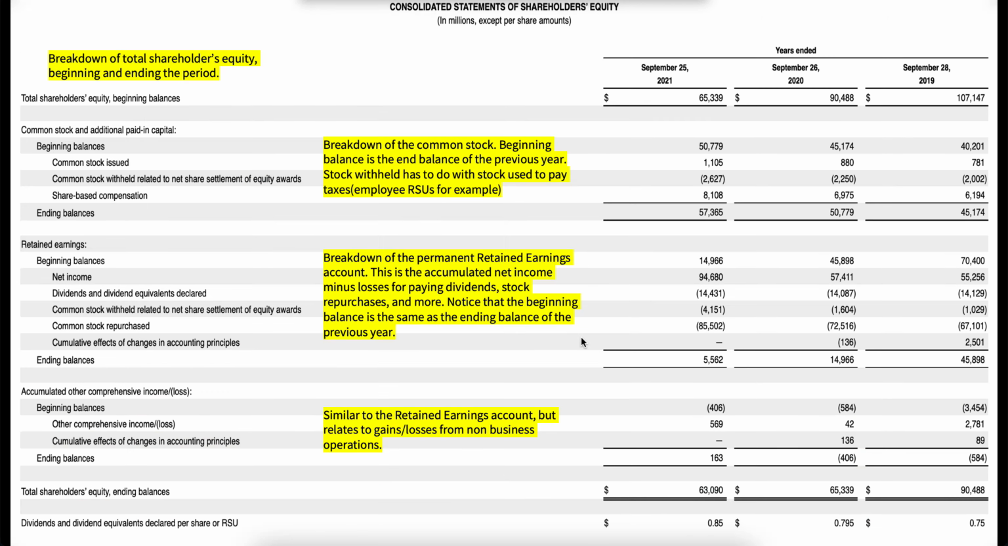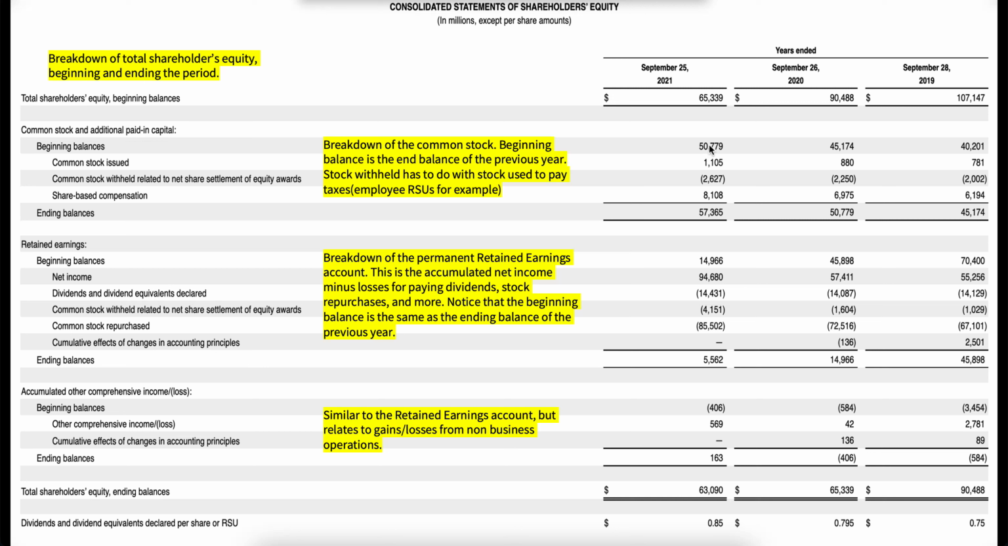Okay. Next up, you will see a breakdown of total shareholders' equity here, the thing that I mentioned earlier, and it has a beginning balance and an ending balance. Now, the beginning balance is basically the ending of the previous year, or the previous period, really. And in this case, you will see a breakdown of the common stock. So it starts with the common stock, and remember, it's exactly what we examined earlier. It's just a breakdown of the previous slide.